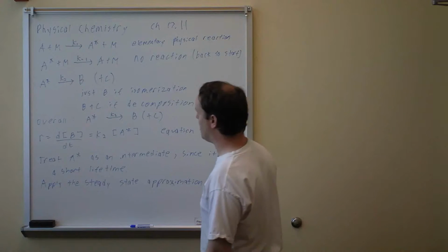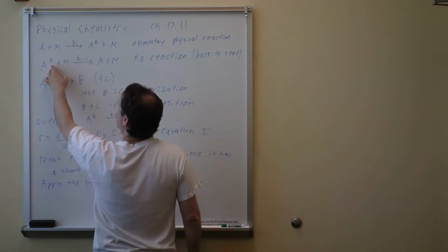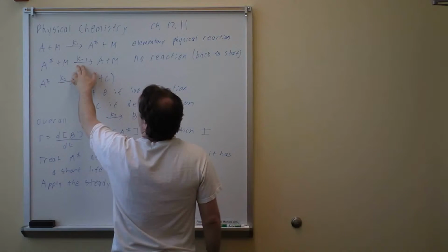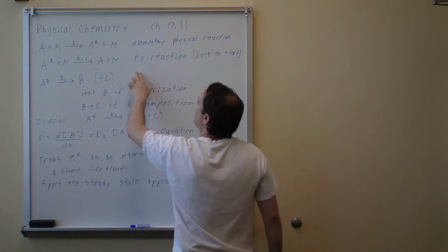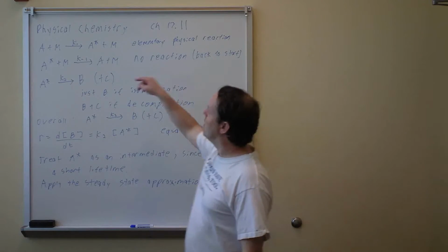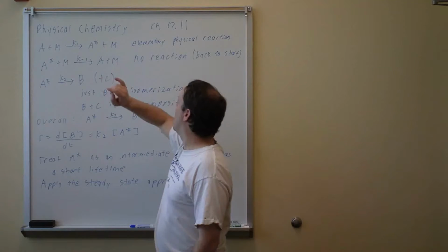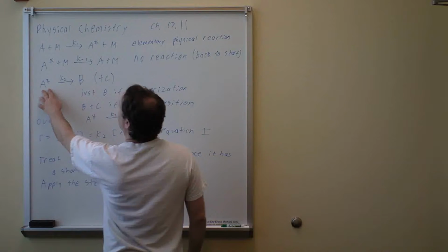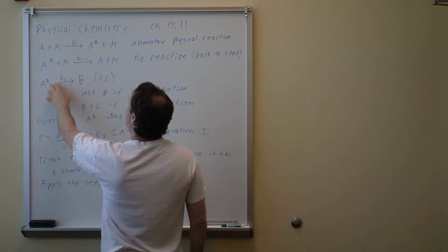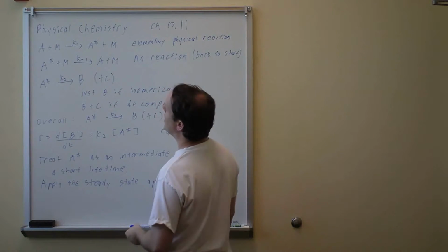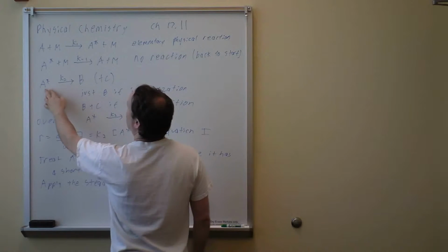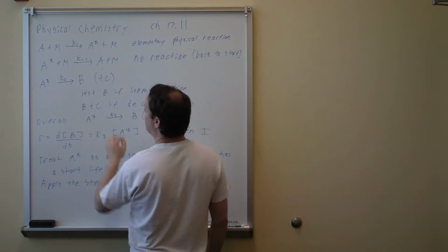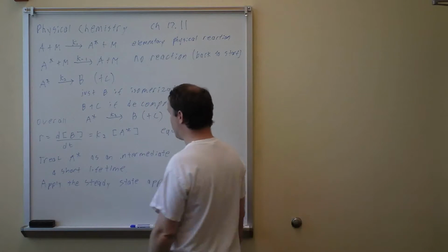Now there's two possibilities after that. One, you could have this energized state A star collide with another M, and we're going to have a reverse rate constant, going back to A plus M. In other words, we're losing this energy we gained, and we're back to where we started. There's no overall reaction. The other possibility, though, is that you have this A star in the high energy state, and before it has a chance to collide with another M, instead of giving off this energy to substance M, it's going to turn into either B or B plus C. And then there's another rate constant, k2, for that.